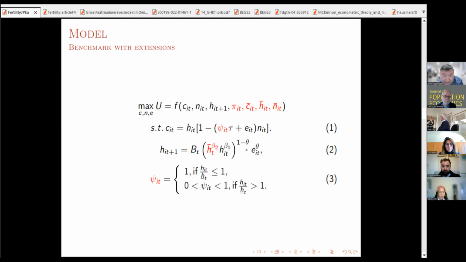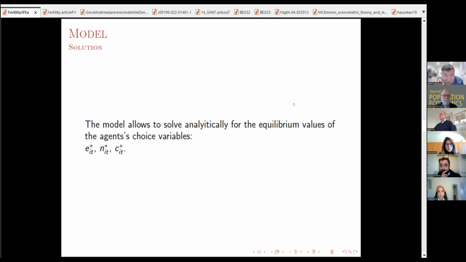And the other thing is that we also take into account this human capital externality in education, given in equation number 2, which has been used in other models also. So given all this, then we can easily solve. Not easily, but, yes.